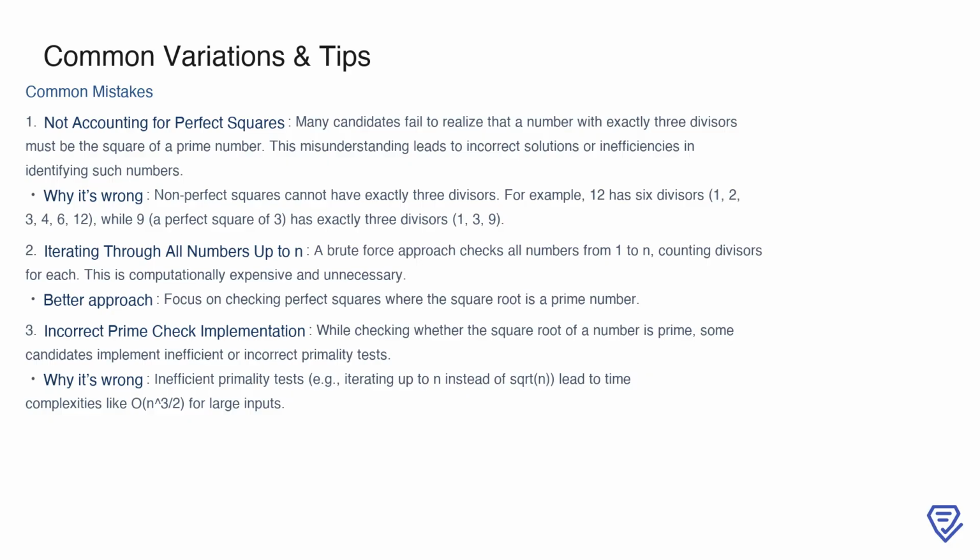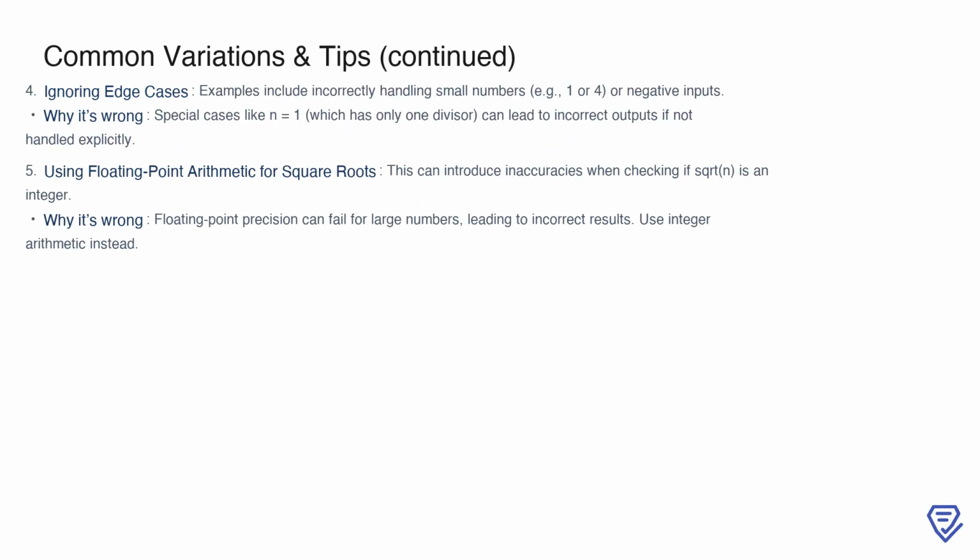For instance, iterating up to n instead of the square root of n during primality checks can lead to a time complexity of n^3/2, which is impractical for large inputs. Another common challenge lies in handling edge cases. For example, small values like n equals 1, which has only one divisor, or negative numbers, which are invalid, can cause issues if not explicitly addressed in your solution.